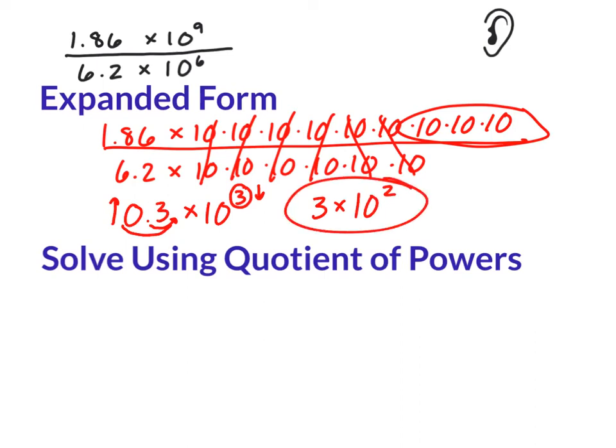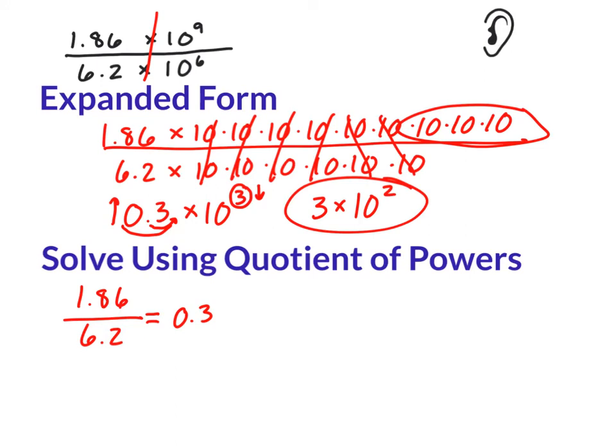Let's solve this problem using our quotient of powers rules. So first I'm going to break this problem into two separate problems and take 1 86/100 divided by 6 2/10. And I know that from our previous strategy that 1 86/100 divided by 6 2/10 is equal to 3/10. Now I'm going to divide my base 10 numbers.